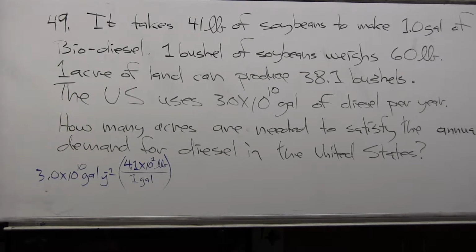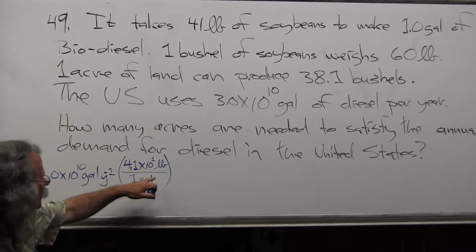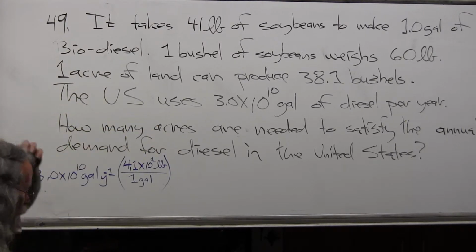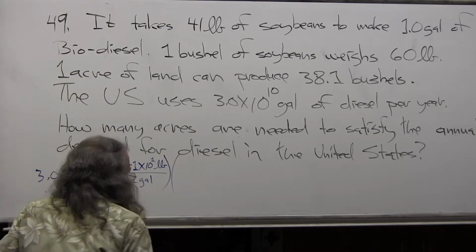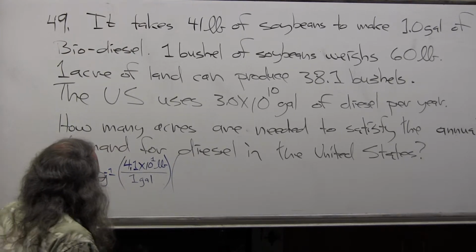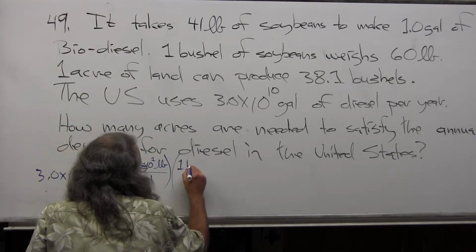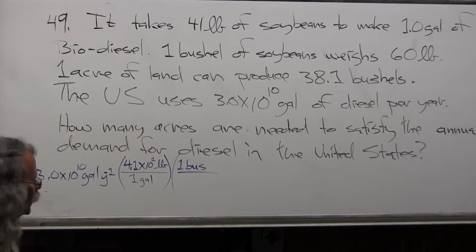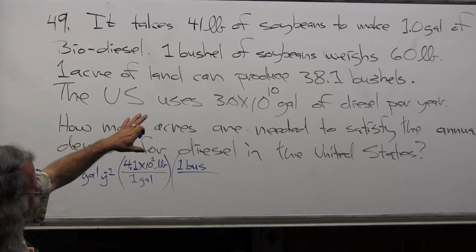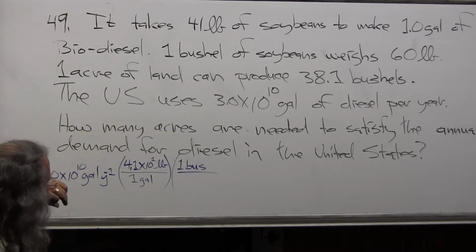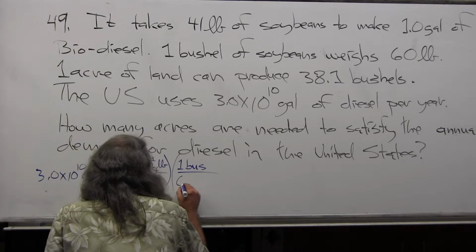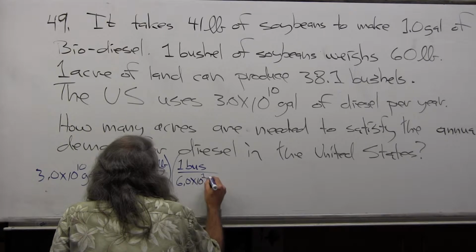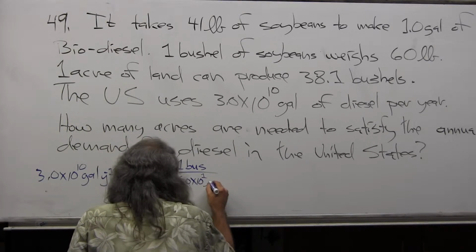Okay? And now I've gone from gallons to pounds, and now I'm going from pounds to bushels. And there is 1 bushel, which I'll denote as bus. I'll throw this under the bus. And 1 bushel weighs 60 pounds, so that'd be 6.0 times 10 to the 1 lb.